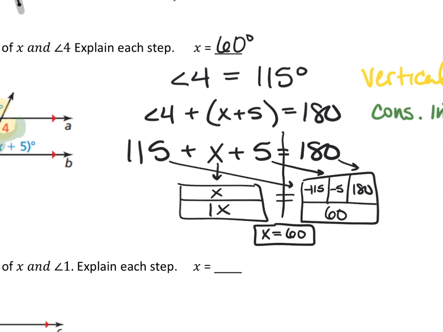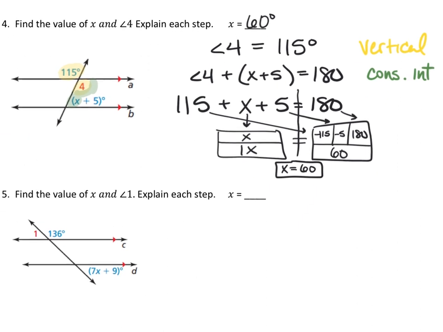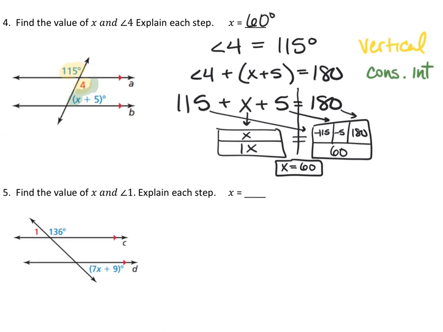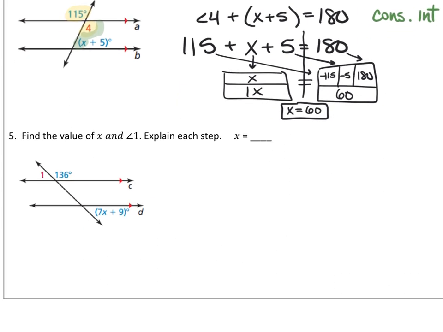60 degrees. Our last question for today is going to be very similar to question number 4. And again, this is our end goal with all this vocabulary, is to get used to how they're related to each other and then use it. So again, we're going to find the value of x and the value of angle 1 and explain our information each step. Okay, well here's an angle I know.